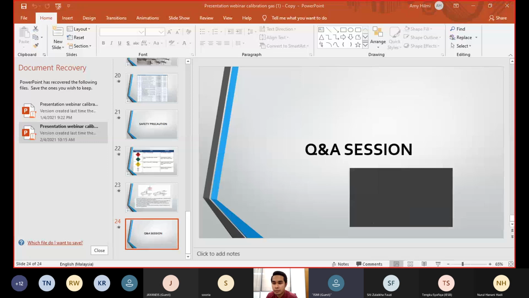Okay, Zul. Next question from Miss Ellen. What is the most dangerous gas used for manufacturing of certain chips in electronic components? Why do we need to use this type of gases to produce the components?